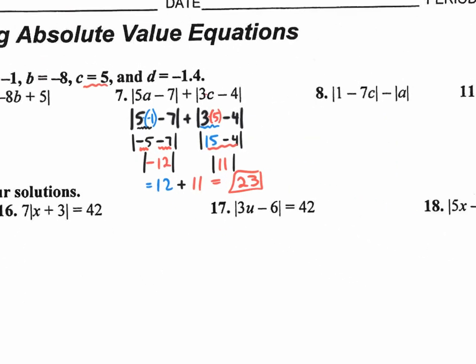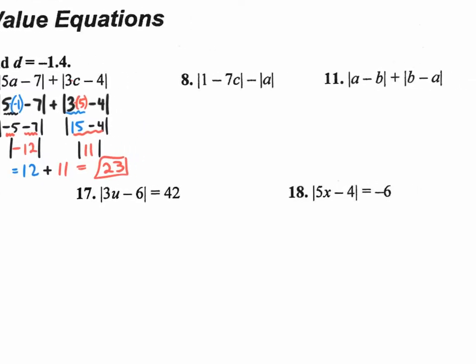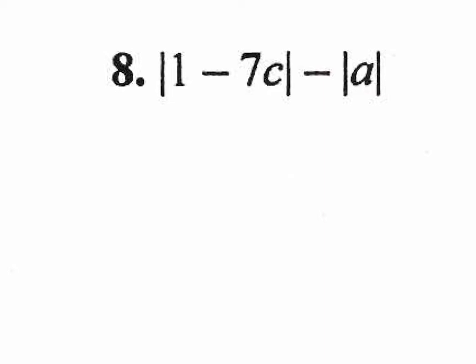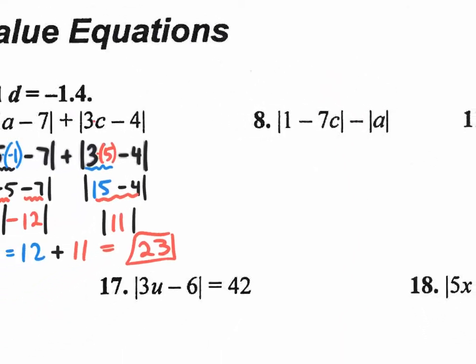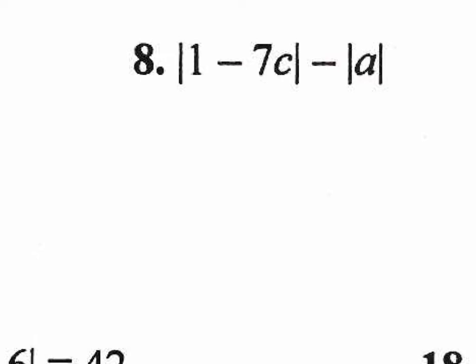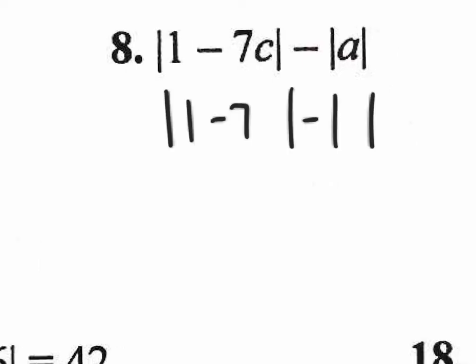Let's go to the next question here. Let's actually jump to, let's do number 8, why not? So let's find out what the C value and the A value are. A value is negative 1, C value is 5. Let's again rewrite everything and then plug in those values. So the C value is 5 and the A value is negative 1.